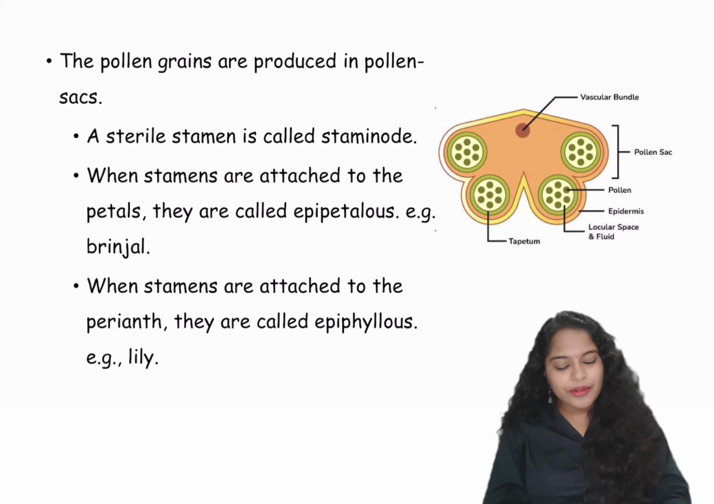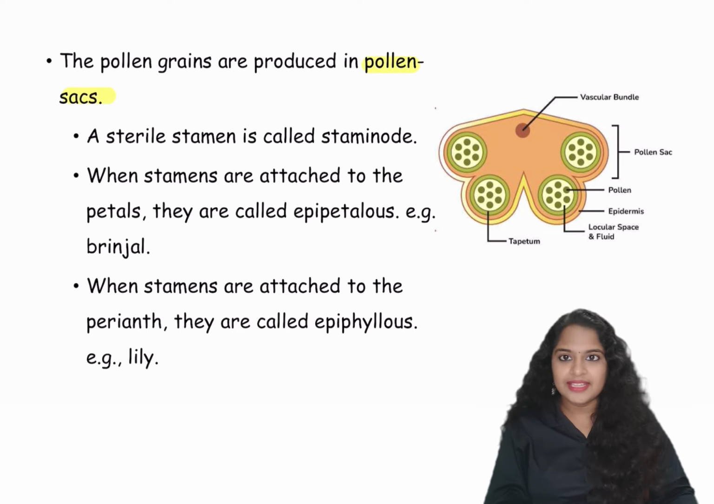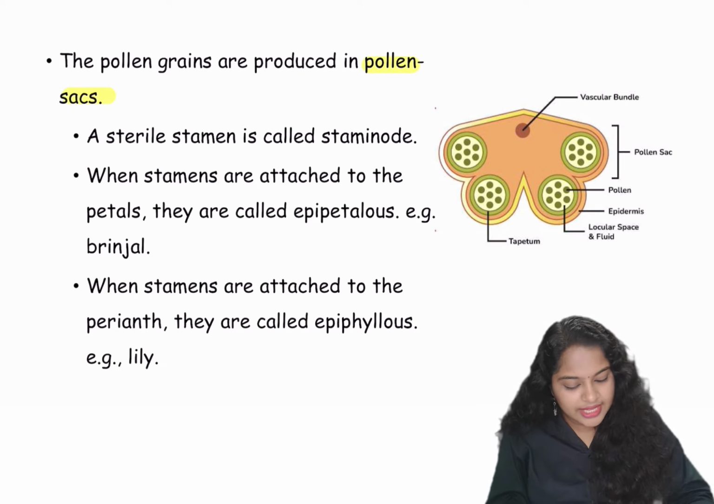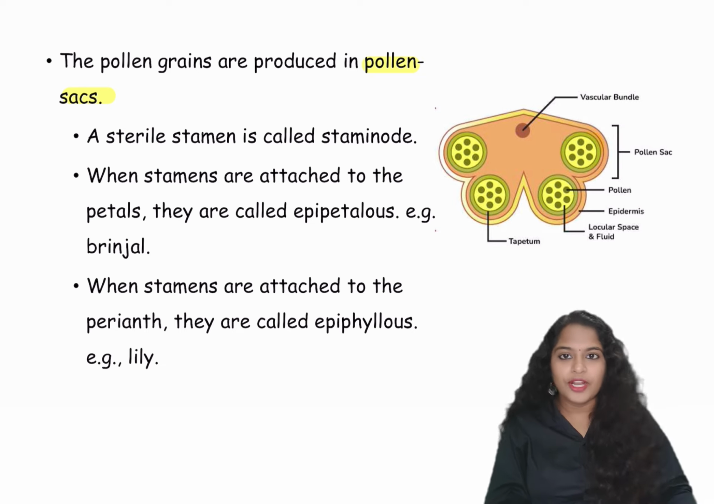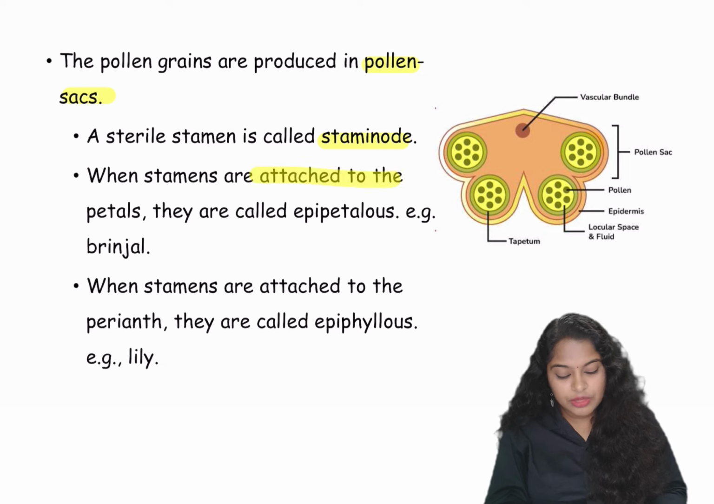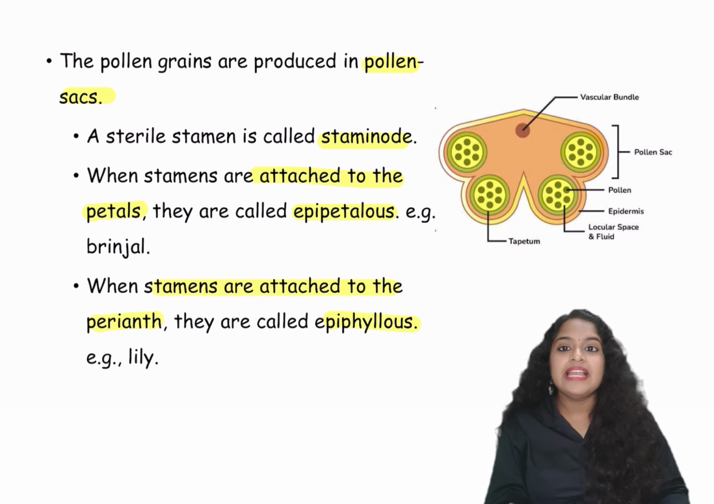The pollen grains are produced inside the pollen sac, which is present in the anther. And here you can see in the anther you have the pollen sacs, inside which the pollen grains are produced. The sterile stamen is called the staminode. The stamens which are attached to the petals are called epipetalous, for example in brinjal. And when the stamens are attached to the perianth, it is called epiphyllous, like in lily.